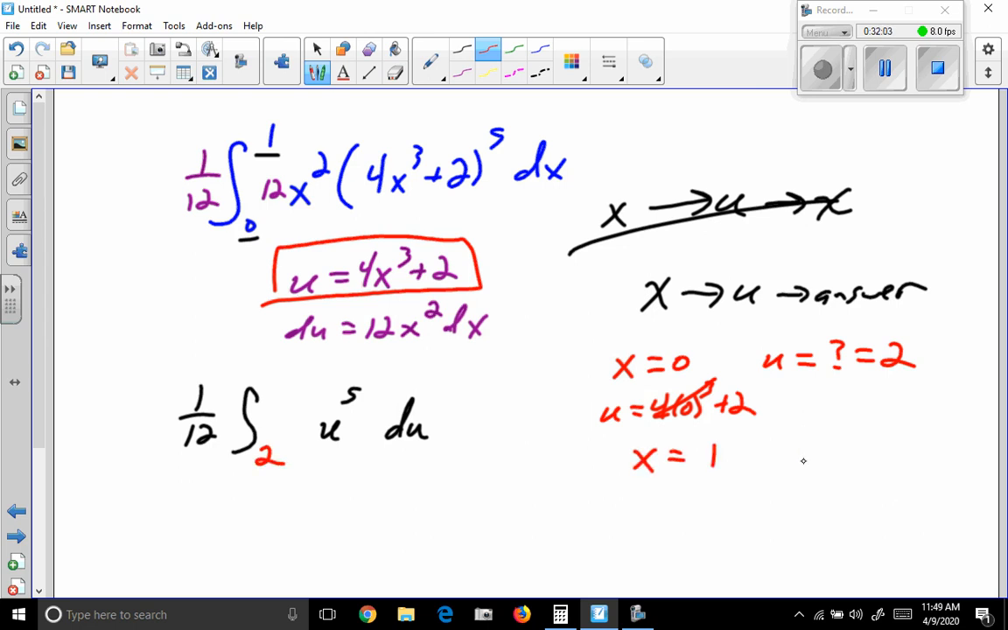When x is 1, we need to find out what u corresponds to that. So we would take our relationship. When x is 1, 1 cubed is 1, 1 times 4 is 4, plus 2 is 6. So when x is 1, that corresponds to u being 6.